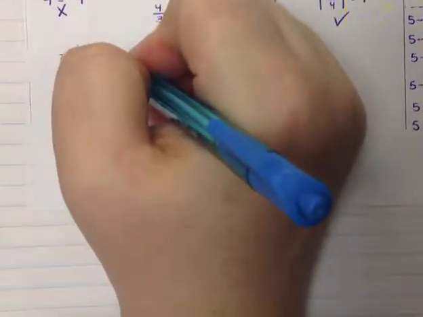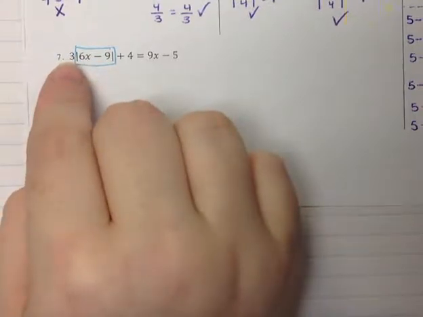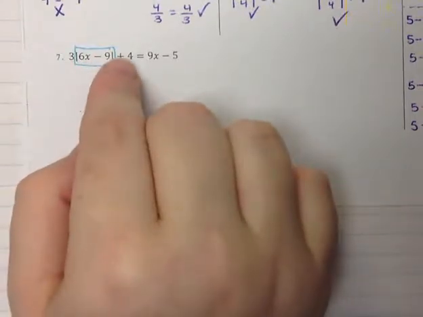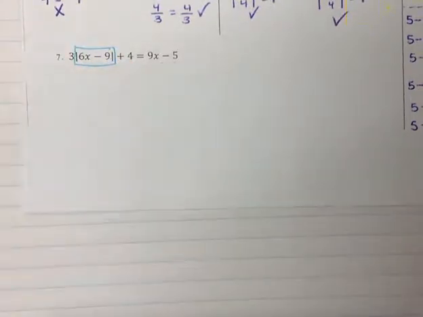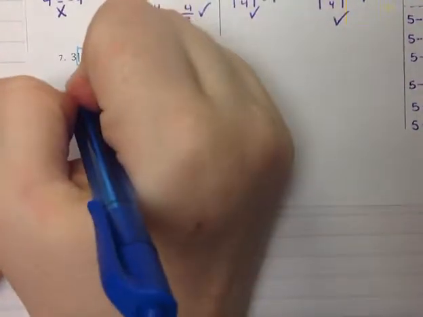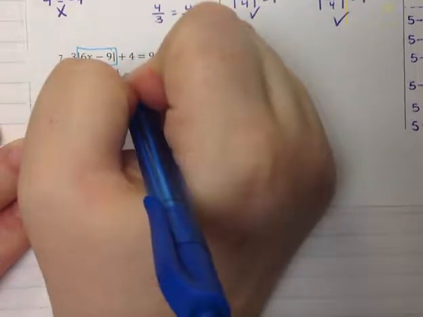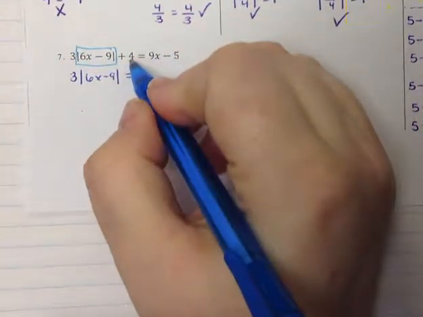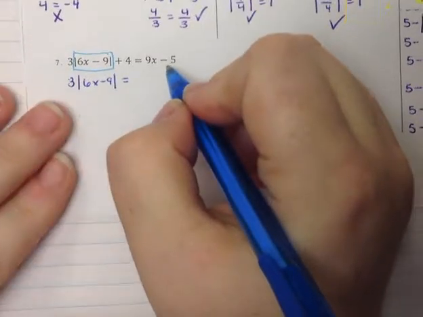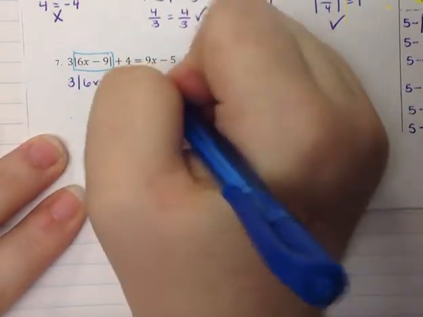So I'm going to box this up in my light blue pen to see anything I have to move away from it. I have a 3 multiplied to it and a 4 added to it. I want to subtract the 4 first. So we will continue to have this 3 absolute value, 6x minus 9, absolute value is equal to, if I subtract the 4, I'm going to subtract it from that negative 5, not the 9. So I'll still have 9x, then I'll have a minus 9.